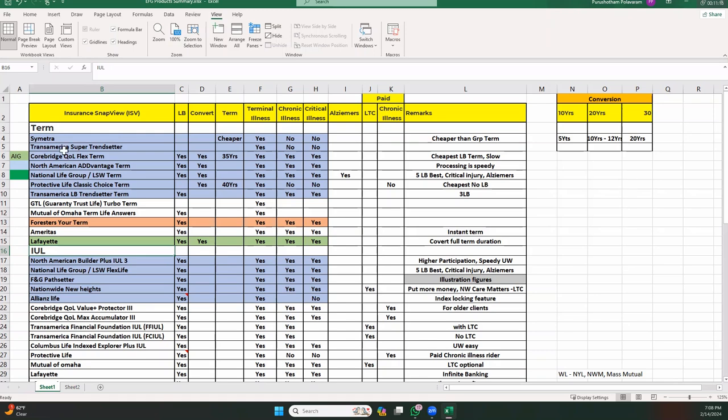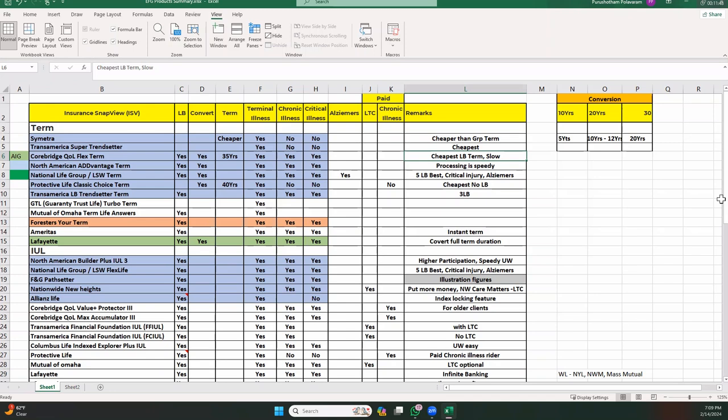Transamerica's Super Trendsetter, we call it Transamerica Super. Trendsetter is a series of products. So there again, it is cheap. It can be used specifically when they are covering the mortgage or whatever, or they are looking for the cheapest policy. Okay. Corebridge is the next one. Earlier it was called AIG. It was renamed, rebranded in the name of Corebridge.